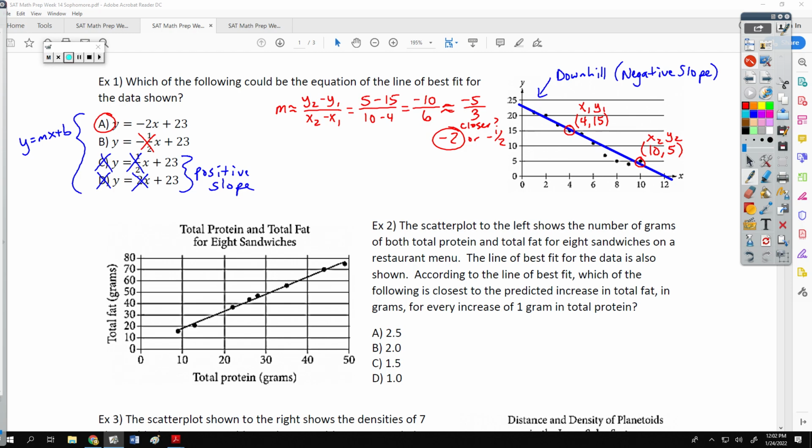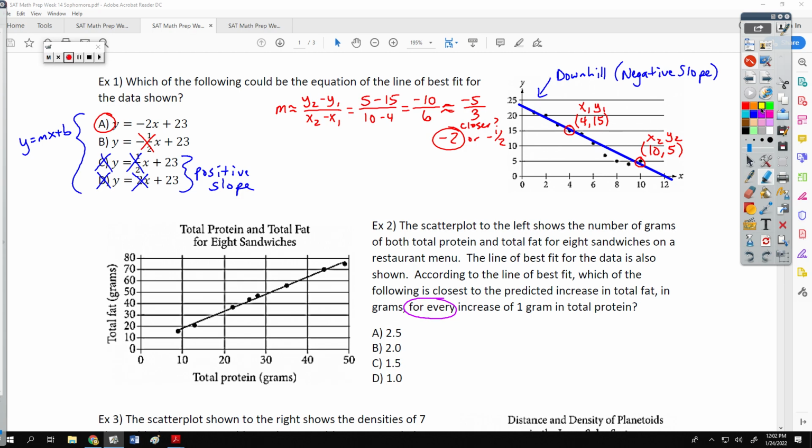Okay, so that brings us to example 2. It says the scatter plot to the left shows the number of grams of both total protein and total fat for 8 sandwiches on a restaurant menu. The line of best fit for the data is also shown. According to the line of best fit, which of the following is closest to the predicted increase in total fat in grams for every, those are key words, for every increase of 1 gram of total protein?